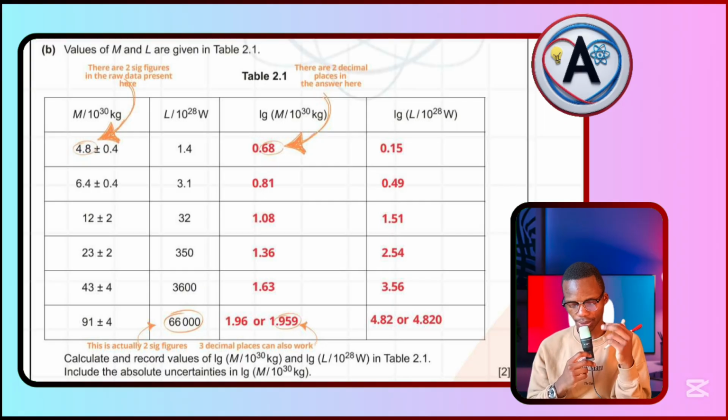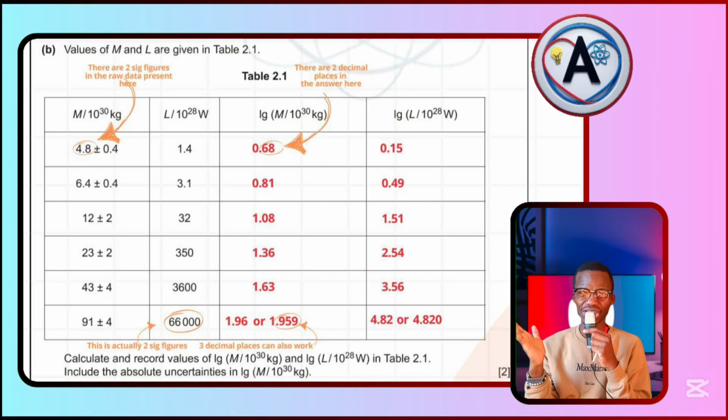Log m, that's 1.36. Log 43, that's 1.63. Log 91, that's 1.96. You can say 1.959. Again, 3 decimal places can also work. I said plus one more, but you don't really need to do that. We go for log L, again, same thing. Log 1.4, that's 0.15. Log 3.1, log 32, log 350, that's 2.54. Log 3600, log 66,000, and you get 4.82. That's basically all you're doing.